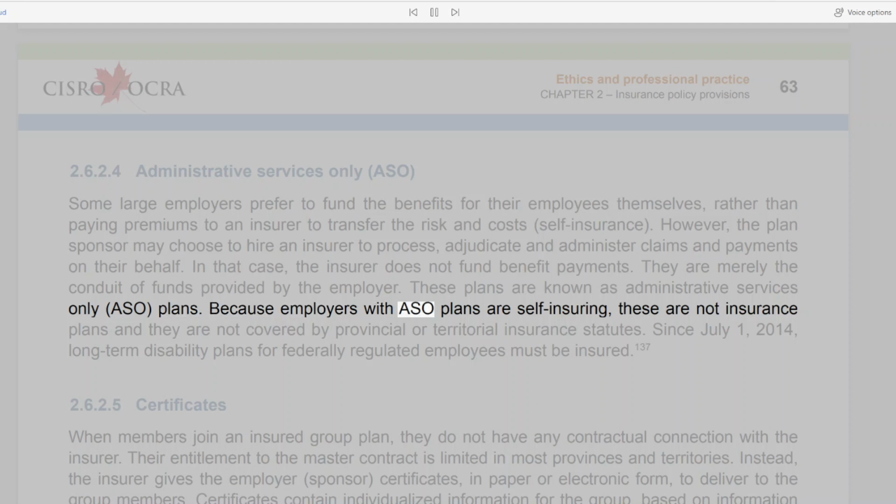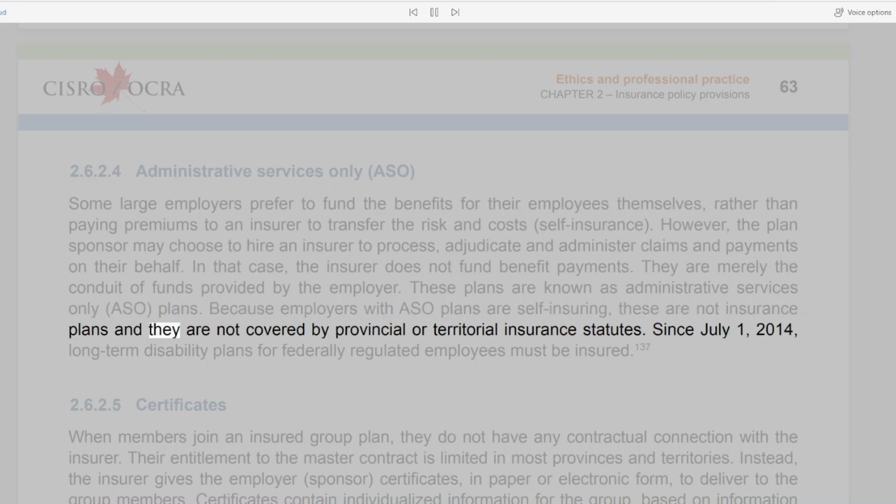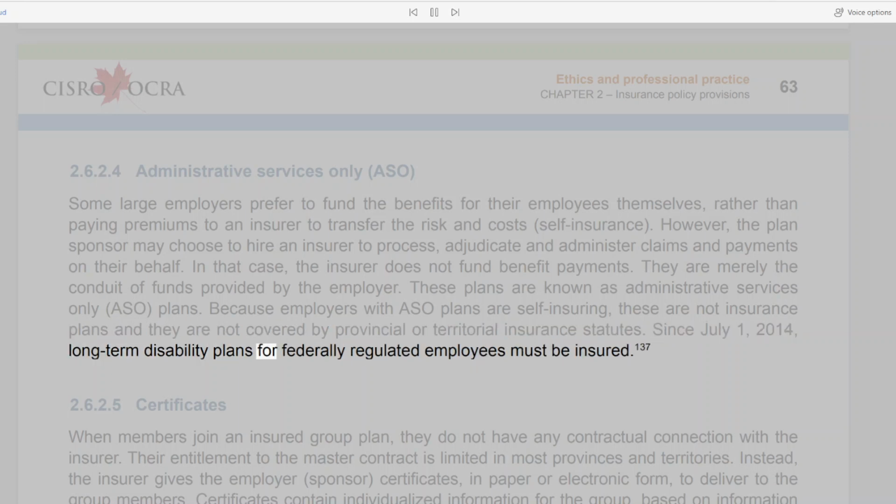Because employers with ASO plans are self-insuring, these are not insurance plans, and they are not covered by provincial or territorial insurance statutes. Since July 1, 2014, long-term disability plans for federally regulated employees must be insured. 137.